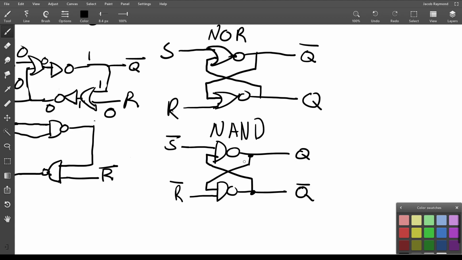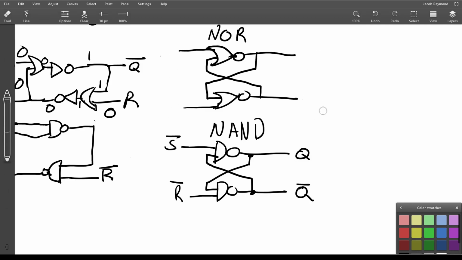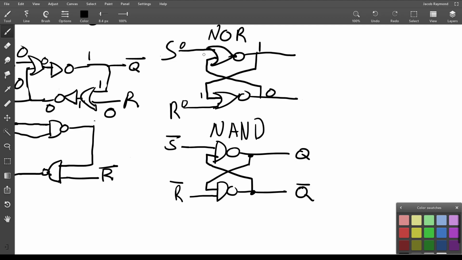And again, if you're not sure how to label these, let's say you know how to draw this but you don't know how to label it, you can just arbitrarily say which one of these is S and R, and then assume it's in one state. I'll say that right now this wire here is a 1, and these are both 0. So this 1 is going to propagate over here. 1 or 0 is 1, invert that is 0. So this output here will be 0, and then 0 or 0 is 0, invert that is 1. So we have a stable state here.